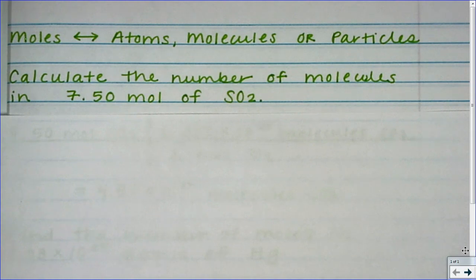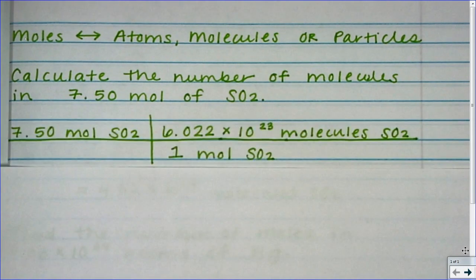So we're going to start again with the moles to atoms, molecules, or particles, which is the branch that has everything to do with Avogadro's number, and keeping it in the same color as the diagram, which is green, so you can visually compare the two. The first example problem is: calculate the number of molecules in 7.50 moles of SO2. And the way we want to set this up will be shown in just a moment.